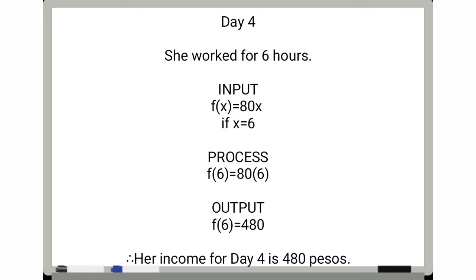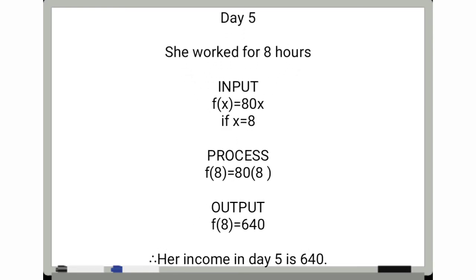In day 4, she worked for 6 hours. Our input is f of x equals 80x. If x is equal to 6, our process is f of 6 equals 80 times 6. Our output is f of 6 equals 80 times 6 equals 480. Therefore, her income for day 4 is 480 pesos.